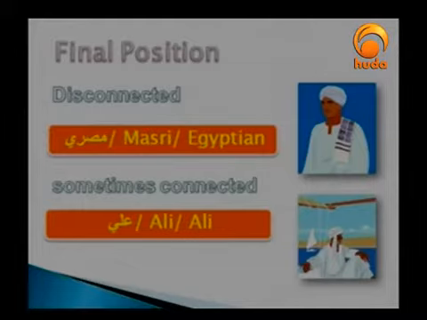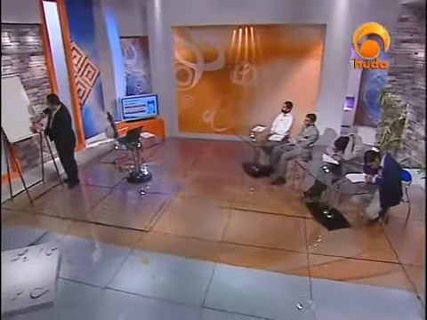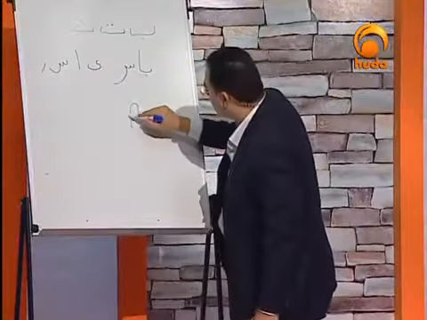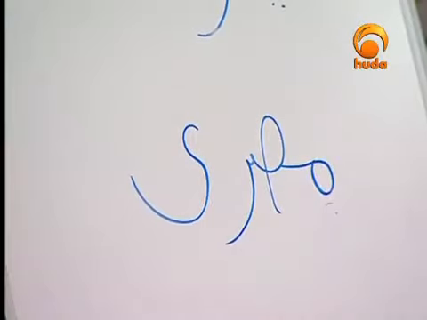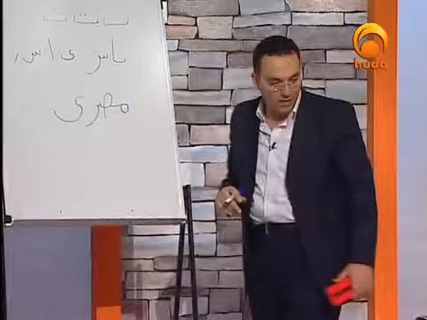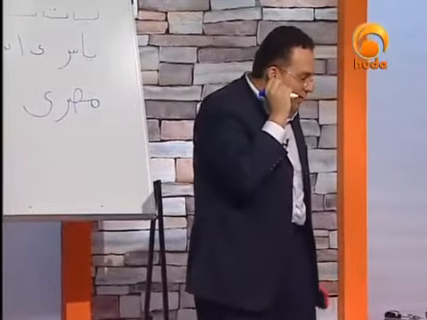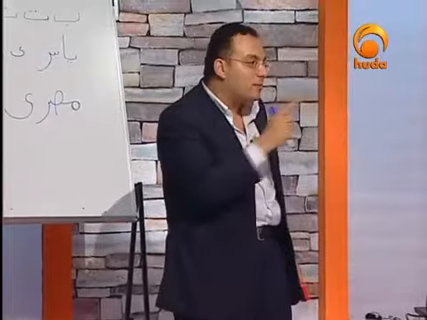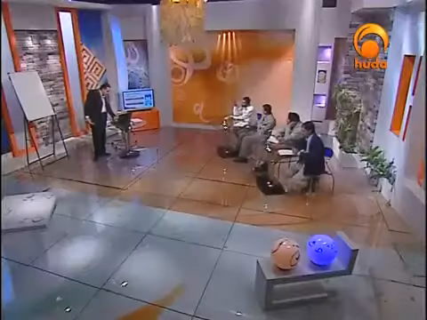How many letters do we have in this word Masri? We have 4. Here it is: ma, sa, ra, and ya. Can you see that? So sometimes ya comes disconnected, but sometimes on the other hand it comes connected. The body of ya is the same as ba, ta, or tha.